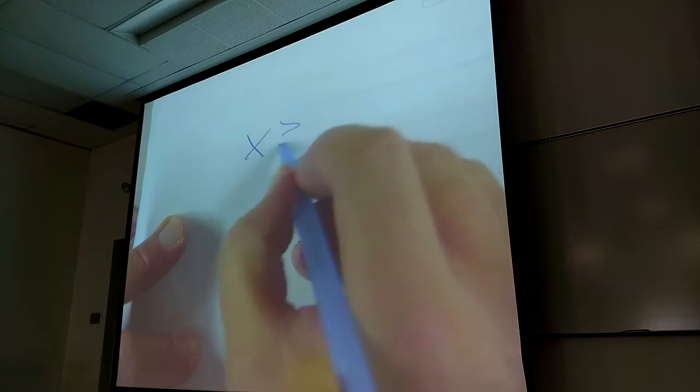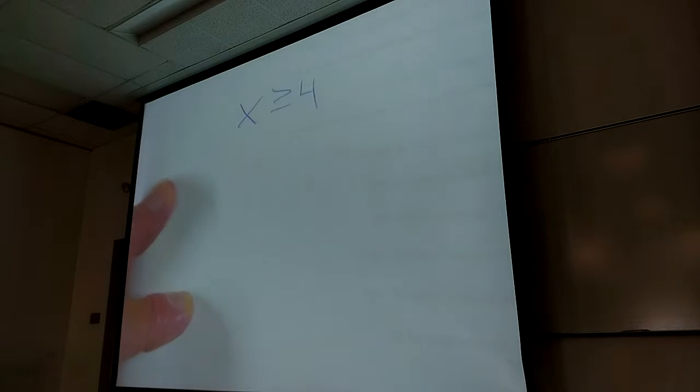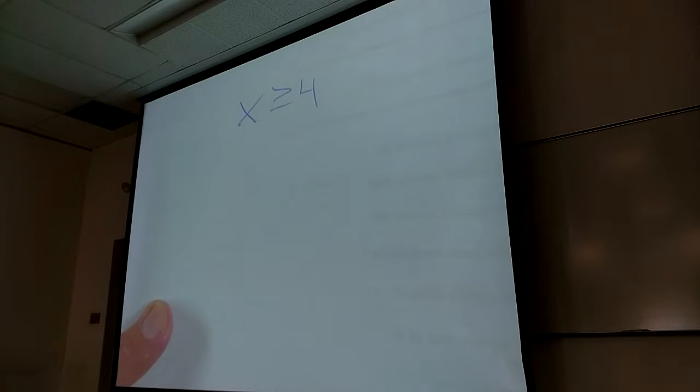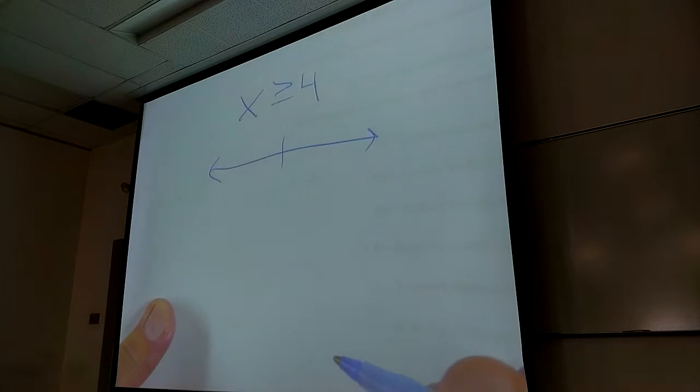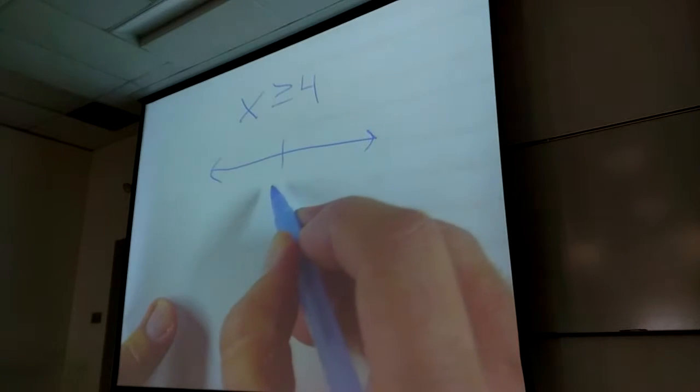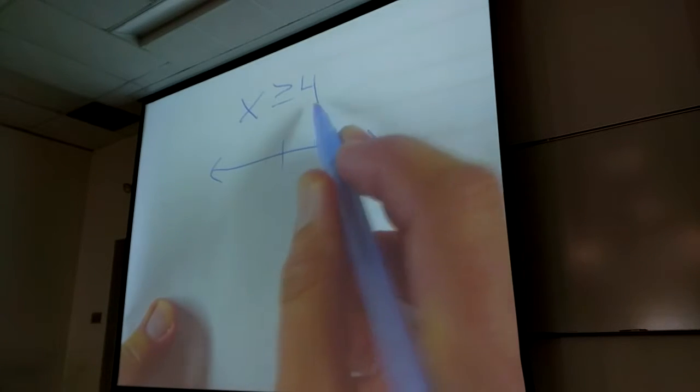Alright. Do me a favor, guys. Graph that for me. Graph that on the number line. 4. So what number am I going to put here probably? 4. Yes, because 4 is the divider, right?